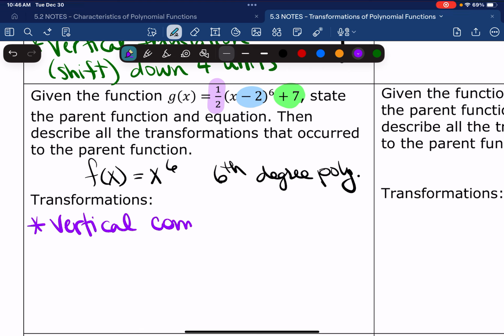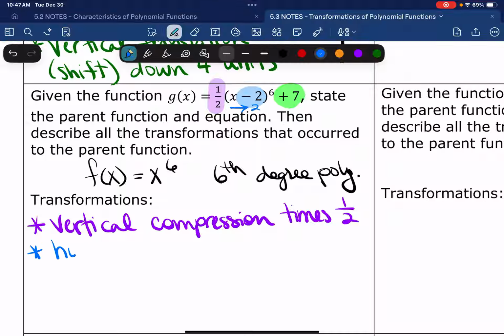Vertical compression times 1/2. Now the minus 2 is in parentheses with my x variable. So because it's in parentheses with my x variable, it's changing my x's. And hopefully you remember from Algebra 1, anytime you mess with your x variable, you're going to use the opposite operation. So instead of saying x minus 2, well, we do say x minus 2, but it's shifting our graph to the right 2 units, okay?